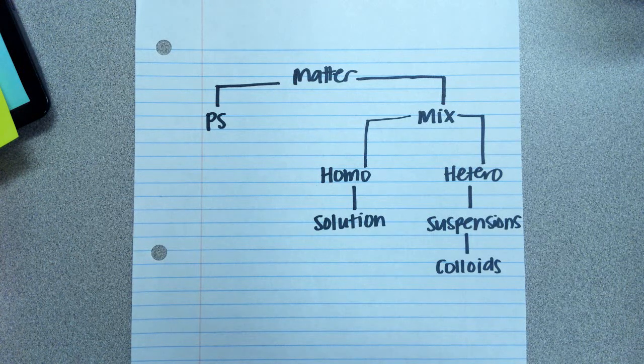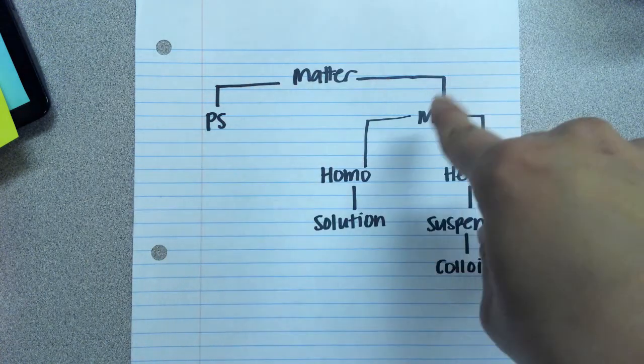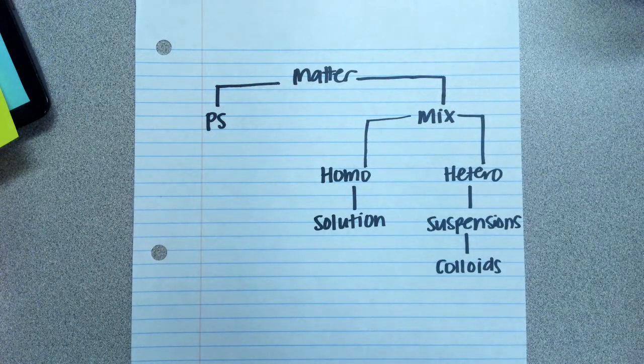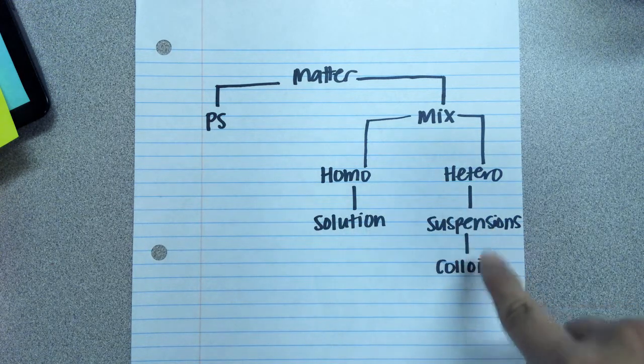In the last video you watched, we talked about the different ways we can classify matter. We can classify them as pure substances or mixtures, and within those categories, we can further classify them into elements, compounds, homogeneous, and heterogeneous mixtures. In this video, we're going to look at how homogeneous and heterogeneous mixtures can be further classified into three different categories. And so those three categories are solutions, suspensions, and colloids.